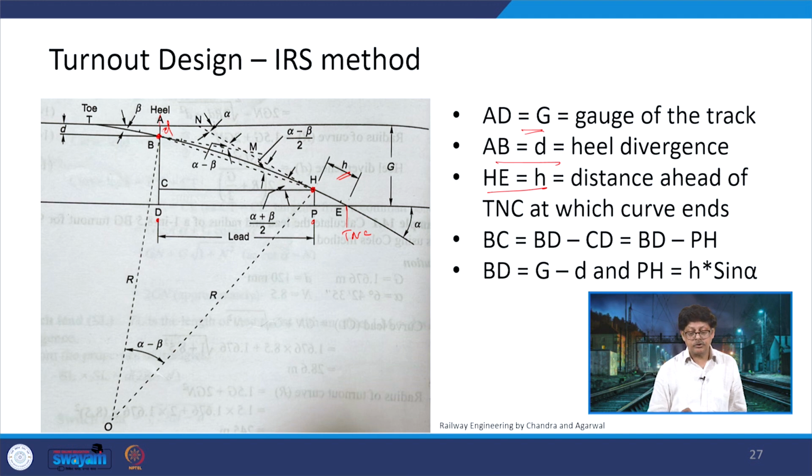Now, if we talk about BC, this BC is nothing but BD minus CD. And BD is how much? BD can also be written as AD minus AB. AD is known to us, AD is G, and AB is the heel divergence, small d, so it is G minus d. And the CD is also equal to HP. So, if we come here, this is an angle alpha, so obviously this also is an angle alpha, and this H distance is known to us, so we can very easily calculate HP.